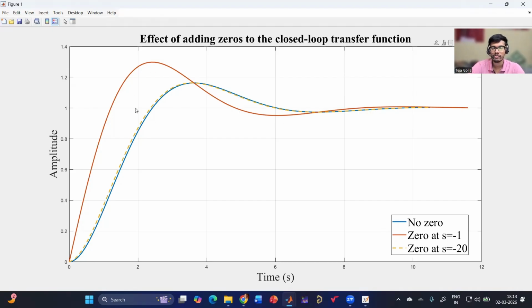As you can see, the derivative effect is trying to improve the response. It is kind of hastening the response, and in that sequence, it has caused one peak overshoot as well as the rise time has reduced. So it is trying to fasten the response because of the derivative effect. And then if I keep the zero farther from the imaginary axis, it acts as if it doesn't have any effect on the response. It is matching with the original G of s. So from this example, what we are trying to see is what will be the effect if we add a zero. It is trying to improve the response, but if it is farther from the j omega axis, it acts as if it doesn't have any effect.